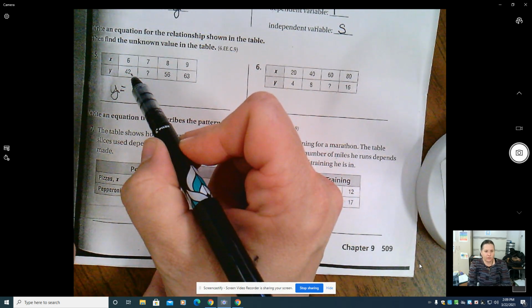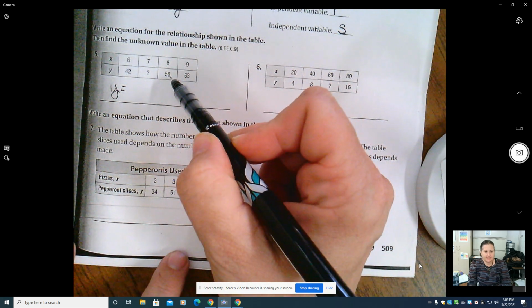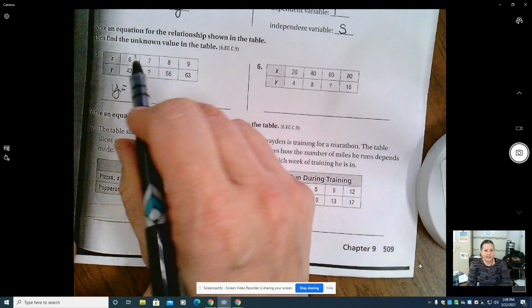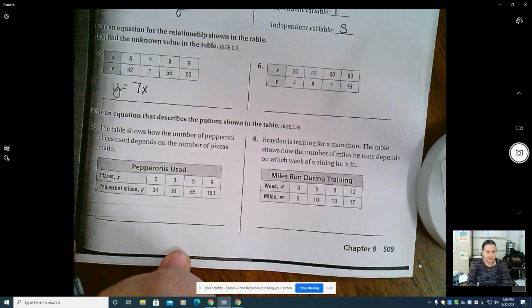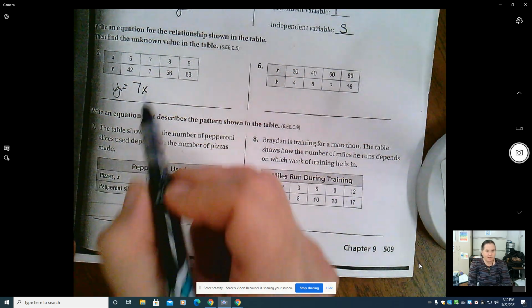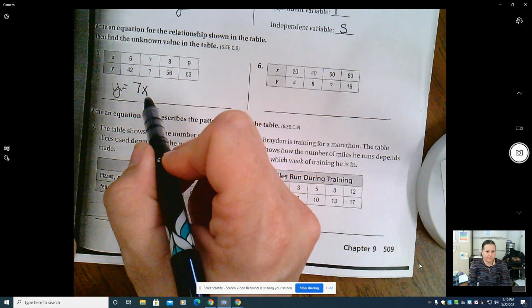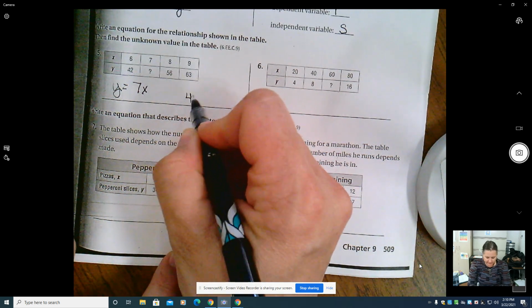6 times 7 is 42. I also know 8 times 7 is 56, and 9 times 7 is 63. So it looks like I'm taking my x variable and just multiplying it times 7 each time. So I'm going to do that. I'm going to plug this x variable in right here as a 7, and 7 times 7 equals 49.